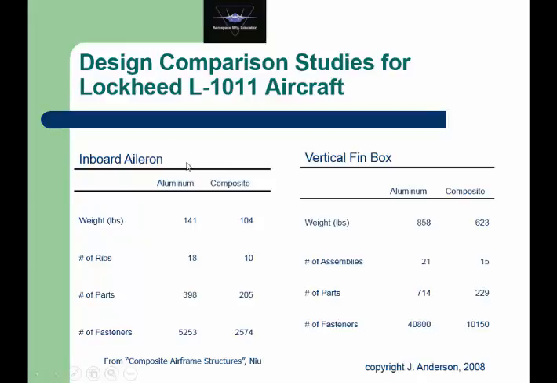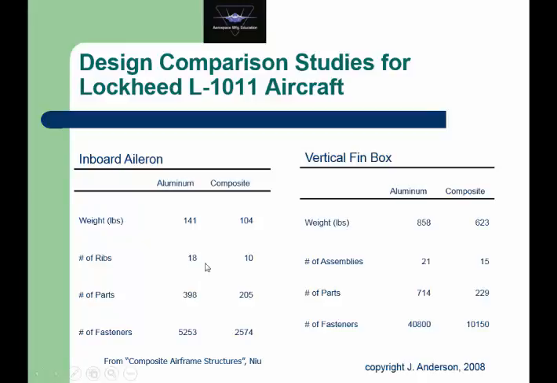The aileron is a control surface on the wing that allows the aircraft to bank one side to the other. So the aileron is a fairly small component. This is a big passenger jet, on the order of a 757 or large 737, I guess. So these ailerons, the aluminum aileron weighed 141 pounds, composite 104. So we had a little bit of a weight savings there.